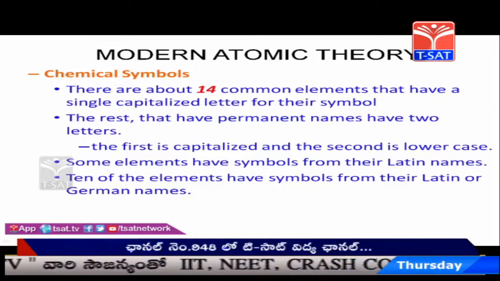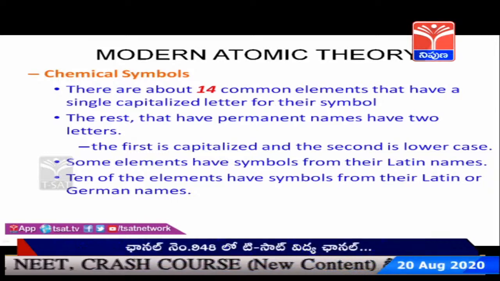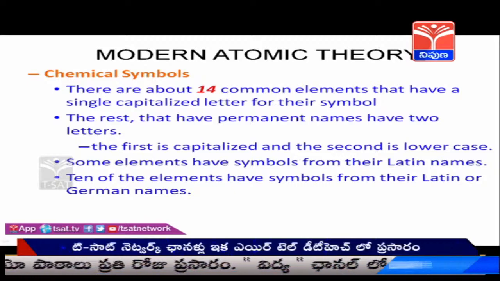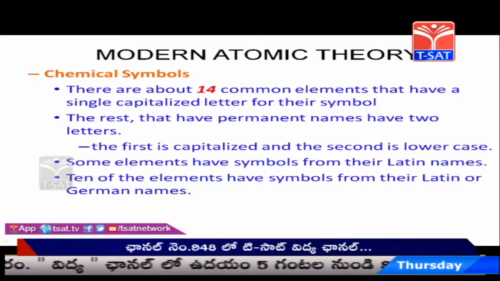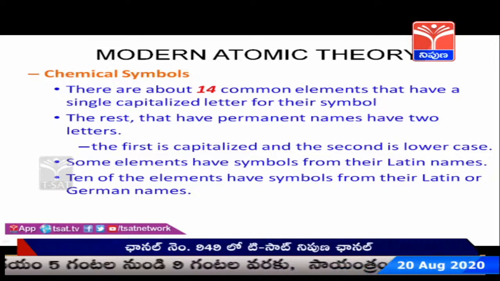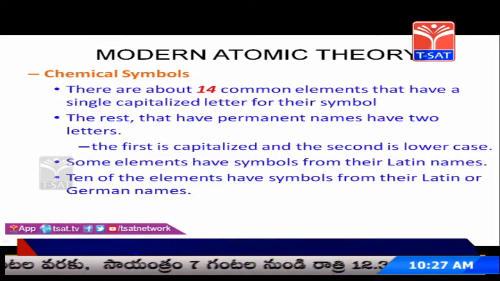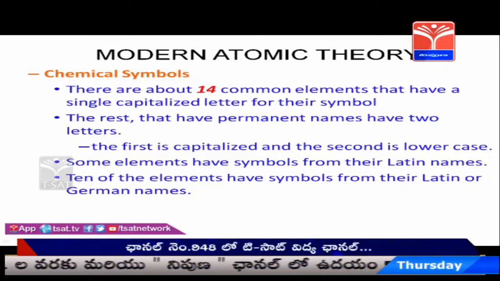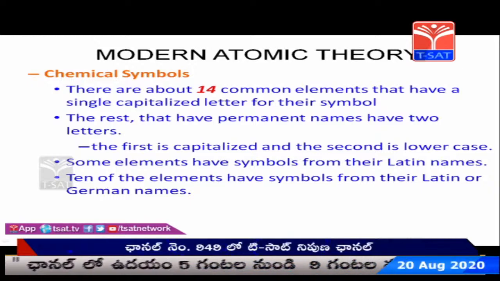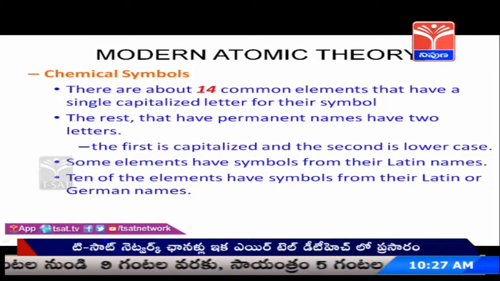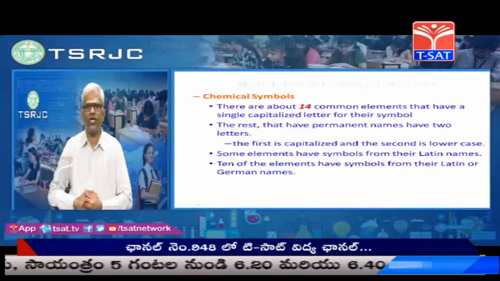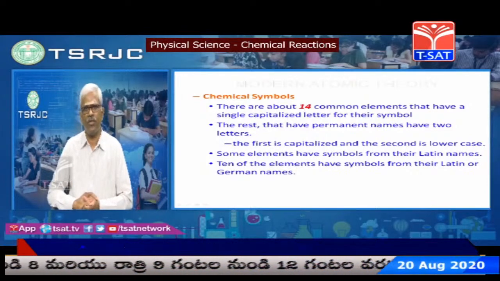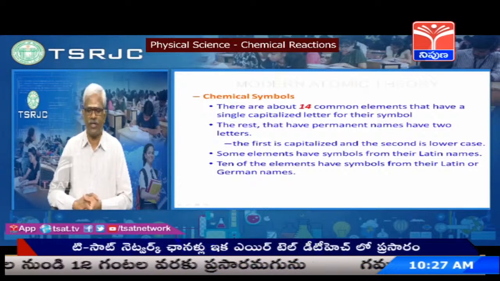Now, let us discuss the modern atomic theory. Why should we discuss atomic theory? To understand chemical reactions. A chemical reaction takes place for a specific purpose. Every element wants to get a stable state. To get the stable state, chemical reactions take place among the elements and also among the molecules. Also, molecules and elements may combine to get stability.